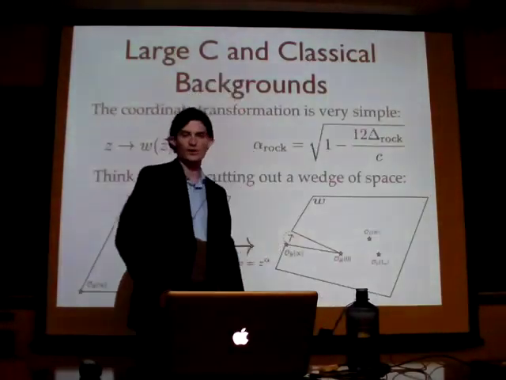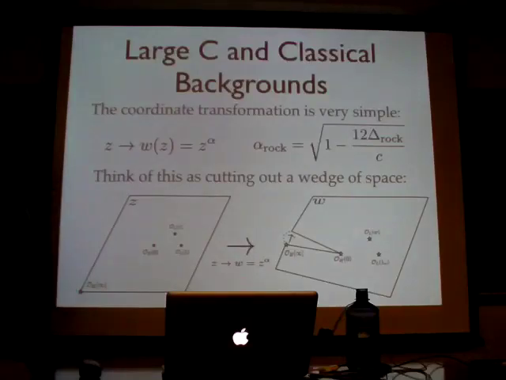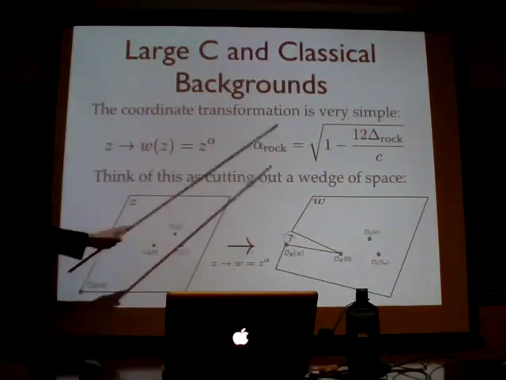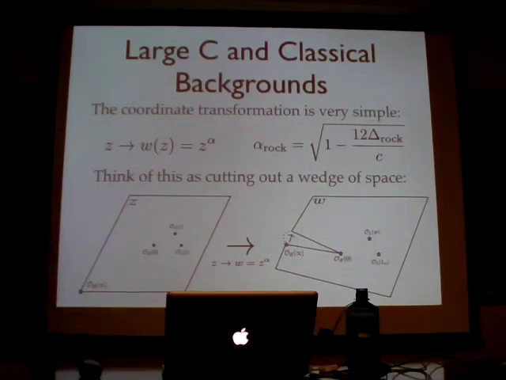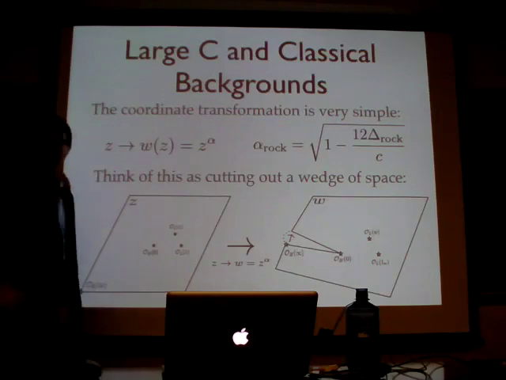So here's the coordinate transformation. It's very simple. You just take the old coordinates and you take them to some power. The exponent is of the following form. So you can think of this as basically cutting out a wedge of space. This is like creating a deficit angle.